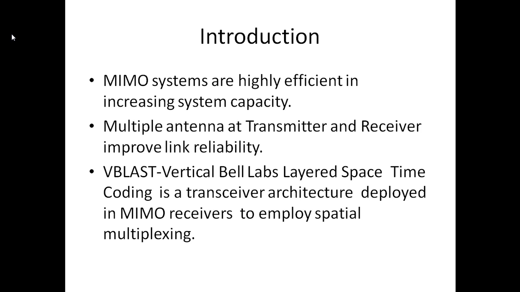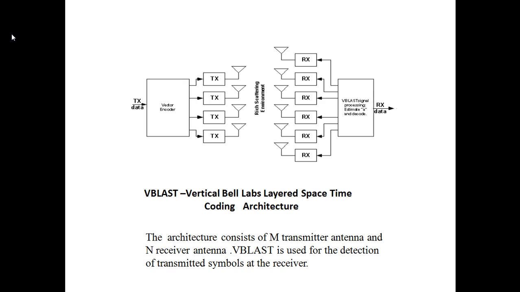Now, what is V-BLAST? MIMO systems have been introduced in order to efficiently increase system capacity with the rapid advances in wireless communications. Multiple antennae at transmitter and receiver help enhance system capacity, increase throughput, and improve link reliability. V-BLAST is basically the famous Bell Labs Layered Space-Time coding. This is a vertical type of coding, vertical layering, and therefore it's called vertical BLAST or Vertical Bell Labs Layered Space-Time coding. It is a transceiver architecture developed for MIMO receivers, and it basically employs spatial multiplexing.